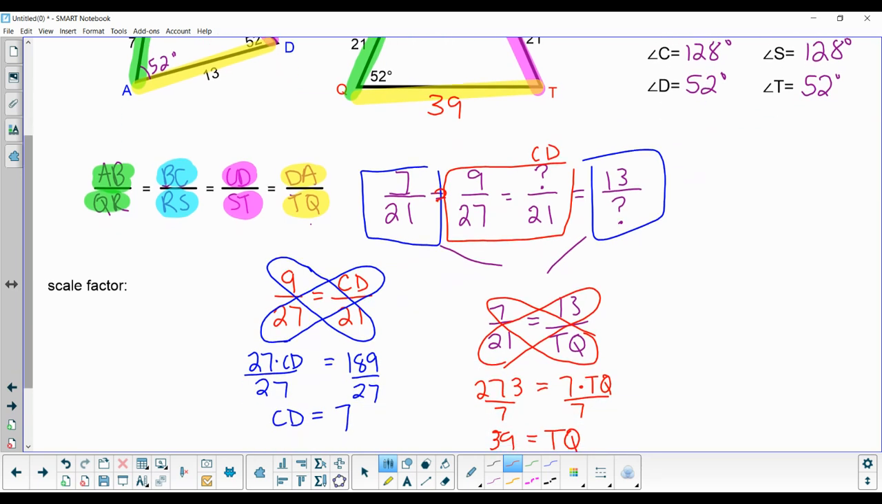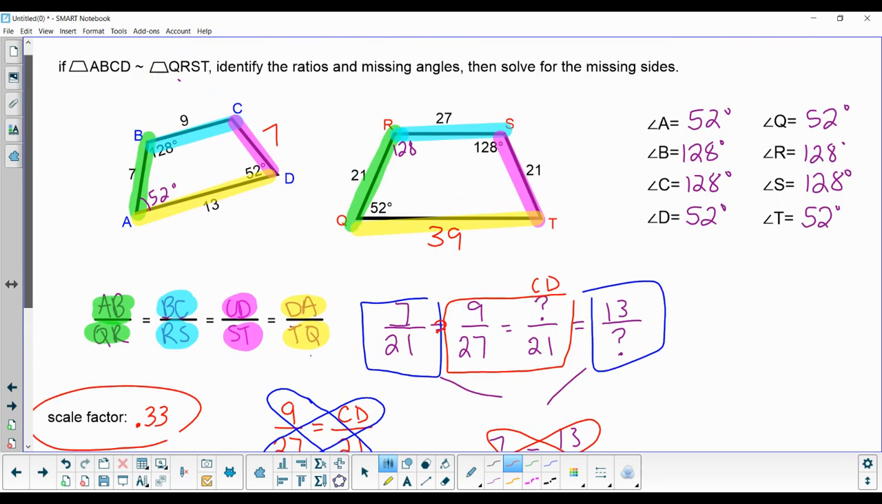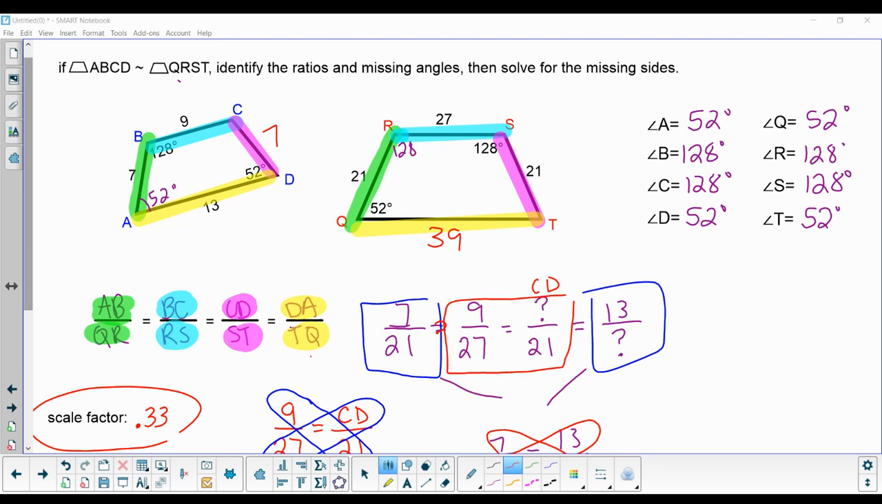If I want to find my scale factor, remember I can divide down any of these numbers. 7 divided by 21 gives me 0.33 repeating. If I tested out any of the other ones, 9 divided by 27 or 13 divided by 39, I should get the same number of 0.33. So that is my scale factor. And I have now found all of my missing sides. Now it's your turn to try.